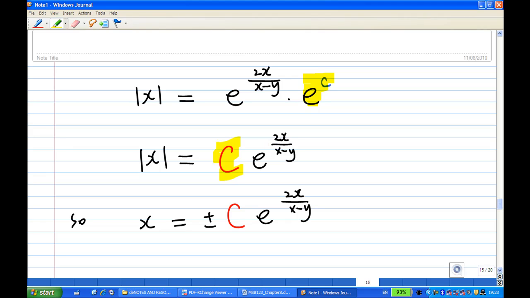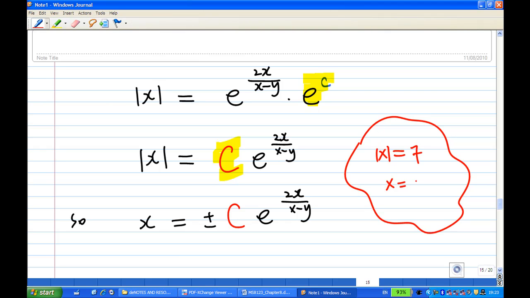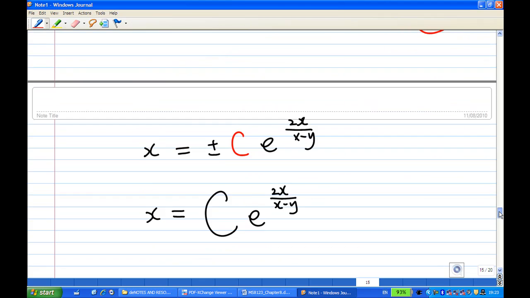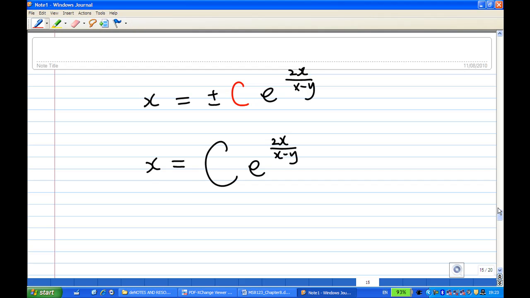Because the absolute value of x equals c times e to the power 2x over x minus y, x will be plus or minus c times e to the power 2x over x minus y. Just remember that if you have, say, the absolute value of x equal to 7, then x will be plus or minus 7. So I'm making use of this now. Plus or minus c is just a number, so let's call it a capital C. And eventually, I got an answer.